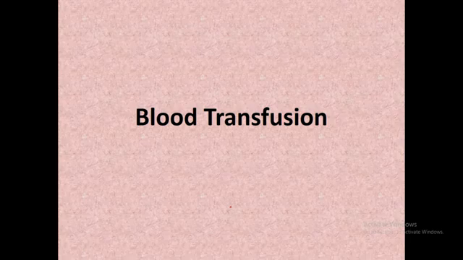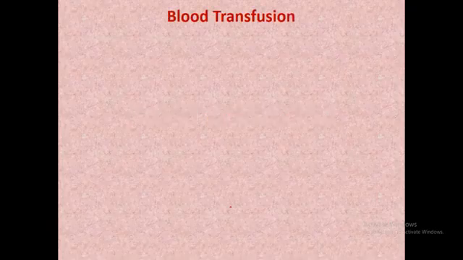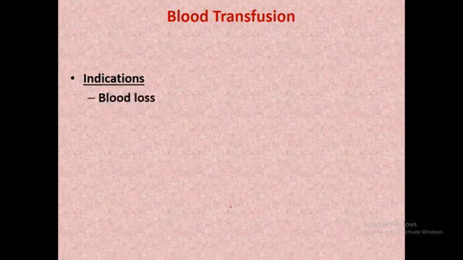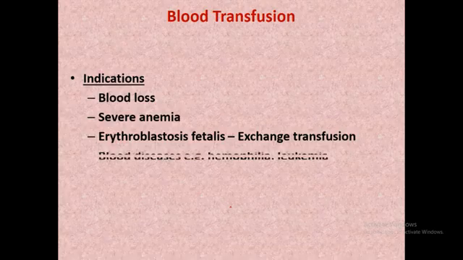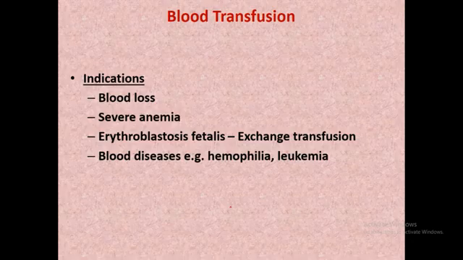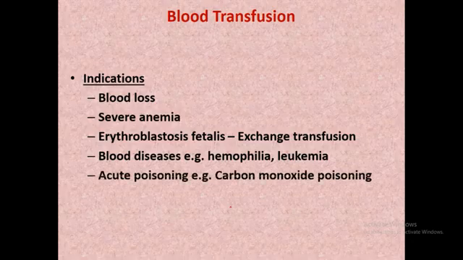Now we begin with the blood transfusion. So first of all, indications of blood transfusion: blood loss, severe anemia, erythroblastosis fetalis, where we have to do the exchange transfusion, blood disease, for example hemophilia, leukemia, acute poisoning, for example carbon monoxide poisoning.